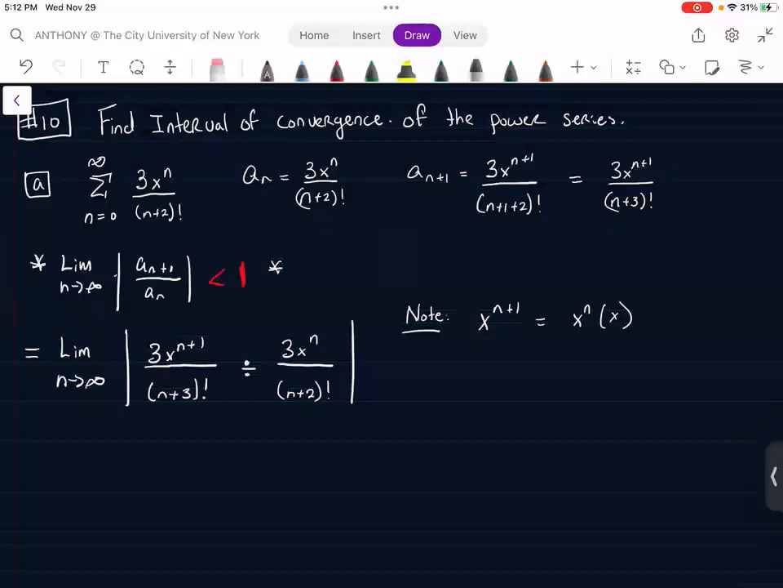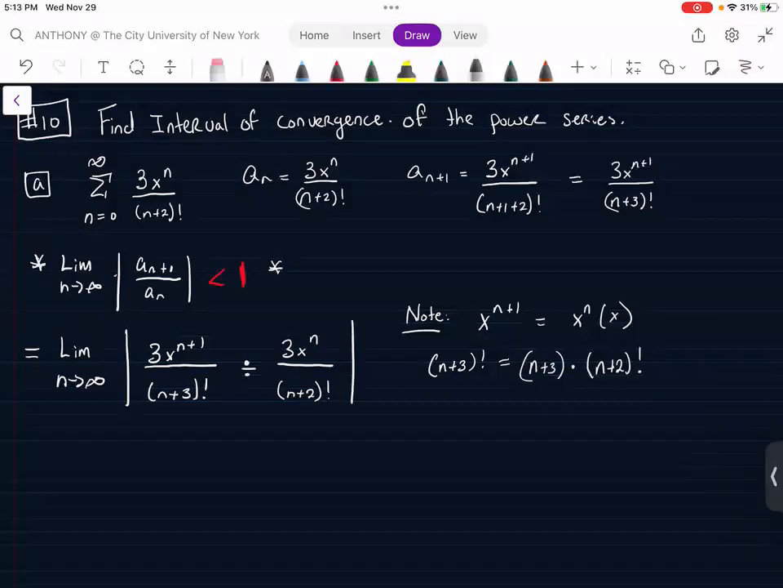Another thing to note is that when you look at (n plus 3) factorial, if you want to simplify this a little bit, you first have n plus 3 as the first term. The next term is always going to be 1 less than the previous. So if my first term is n plus 3, what will be my next term? n plus 2. So I'm going to leave it as (n plus 2) factorial.